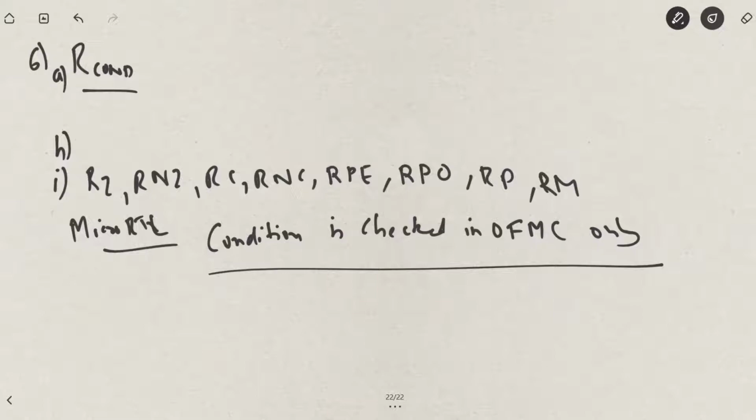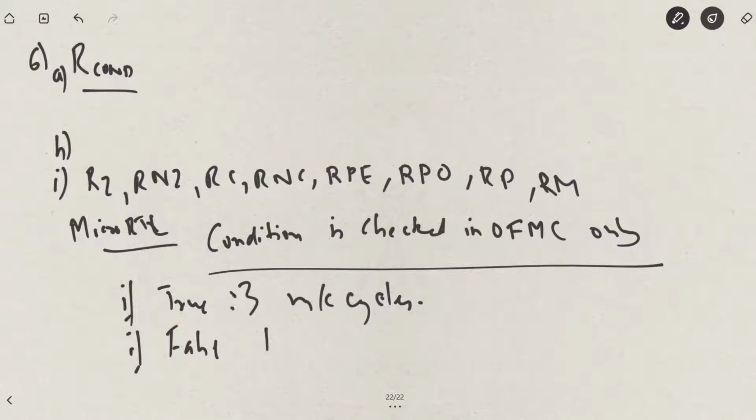So there can be either 3 machine cycles if the condition is true, or there can be only 1 machine cycle if the condition is false. If true, 3 machine cycles, similar machine cycles as we saw in case of the return instruction. If false, 1 machine cycle only, and that is the opcode fetch machine cycle.